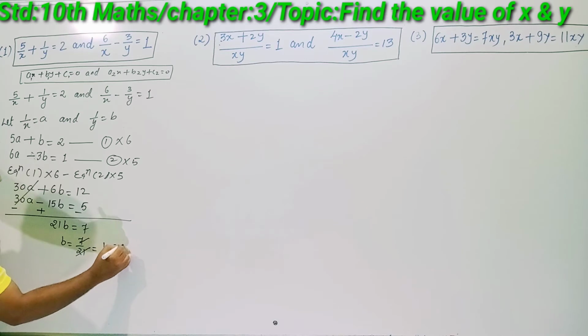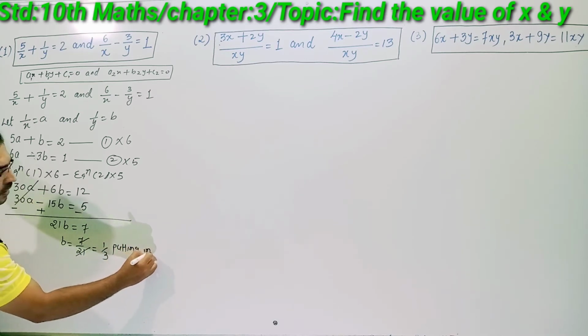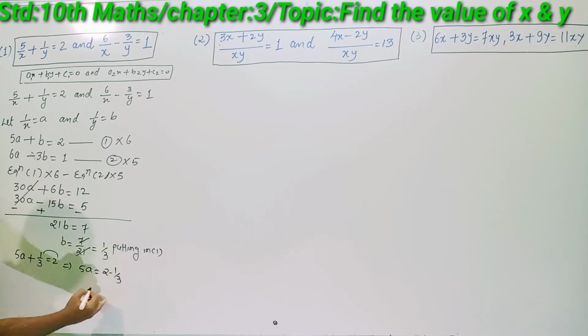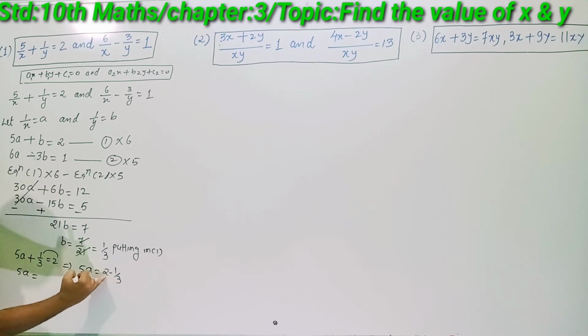Now putting the value of b in equation 1. What is equation 1 over here? 5a plus the value of b, which is 1 by 3, is equal to 2. Okay student, so 5a is equal to 2 minus 1 by 3, so 5a will be 6 minus 1 by 3, so 5 by 3. 5 will be cancelled out, so we are getting a is equal to 1 by 3.